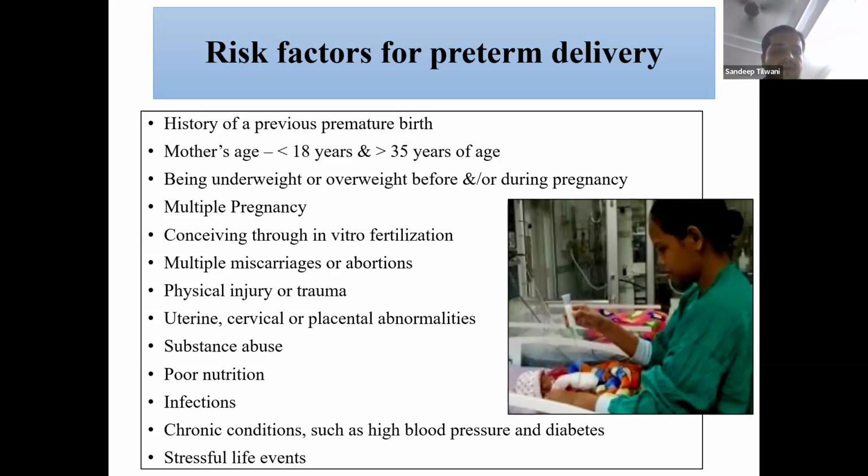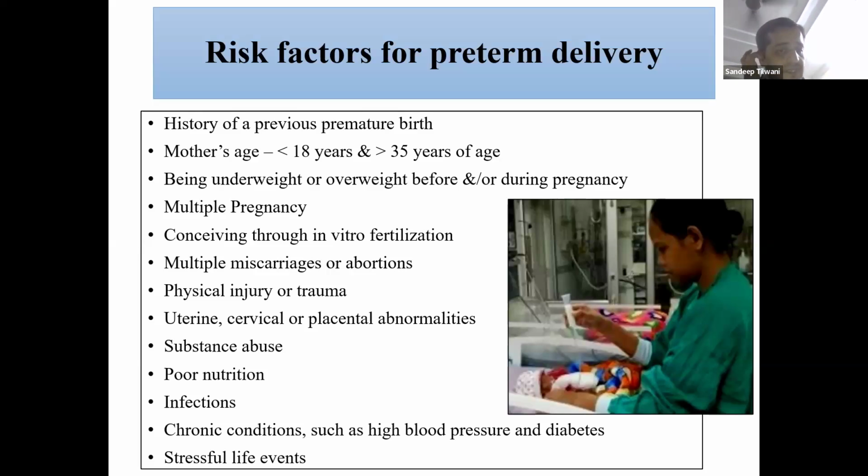Okay. Then next is conception through in vitro fertilization. Whenever the mother conceives through in vitro fertilization, most of the times she is either overage or IVF may be associated with multiple gestation. So in either case, she may go in for a premature labor. Then when there is a history of multiple miscarriages or abortions, which may be associated with a short cervix.